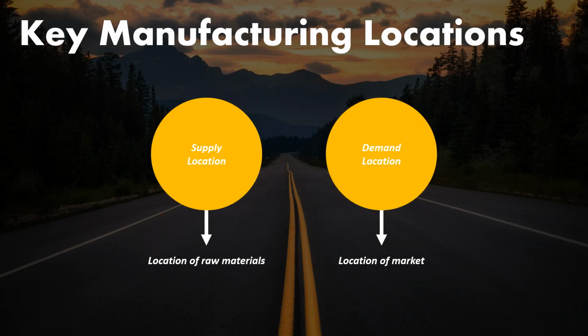There are two key manufacturing locations: the supply location and the demand location. The supply location is the location of the raw materials, which could be the forest. And the demand location is the location of the market, so that's usually the retailers. And there has to be a mode of transportation from the supply location to the demand location.